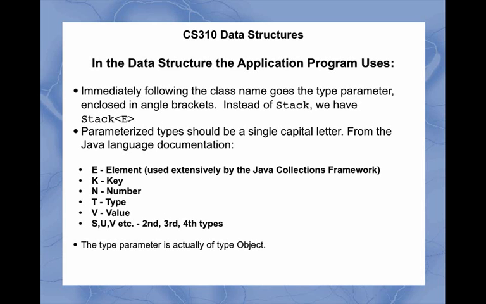This is the data structure that the application program is going to use. We write the parameterized types as a single letter, generally E or T, in angle brackets after the name of the class. There's a listing here from the Java documentation about what is recommended for the letters. In general, if the data structure takes a single parameterized type, then it's an E or a T. If it takes two parameterized types, for instance maps or dictionaries, you would use K for key and V for value.